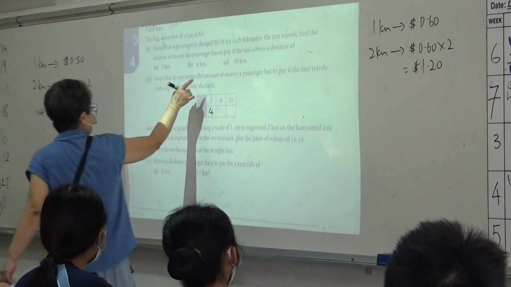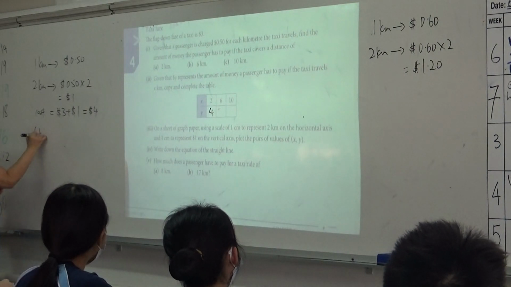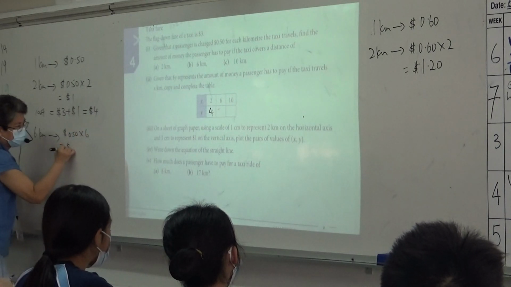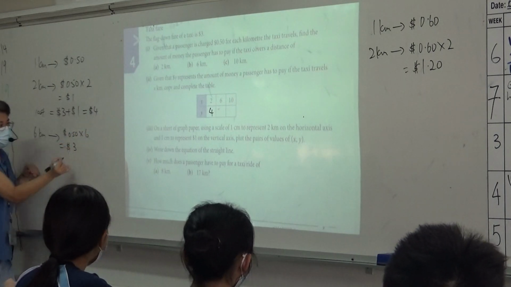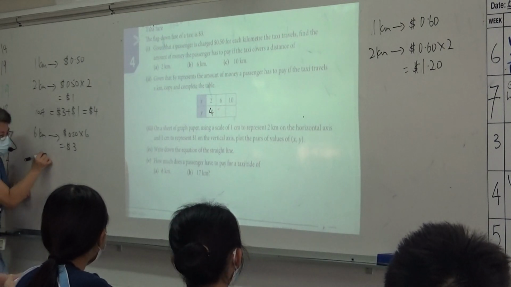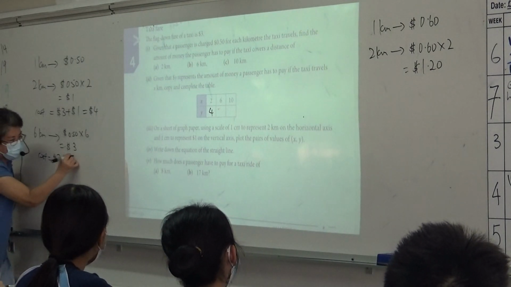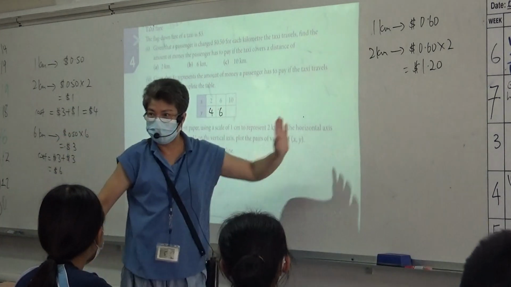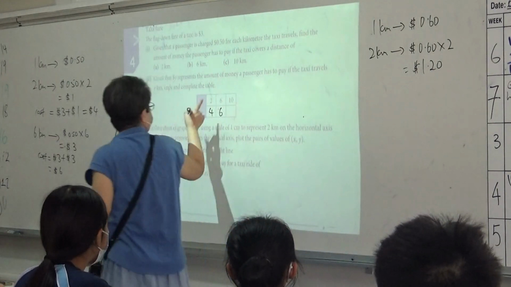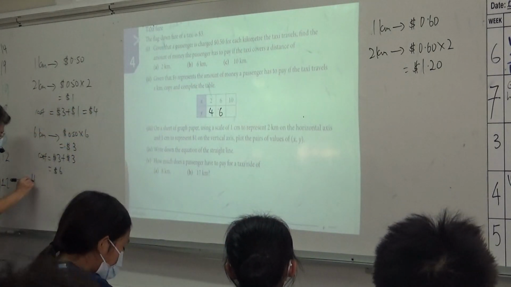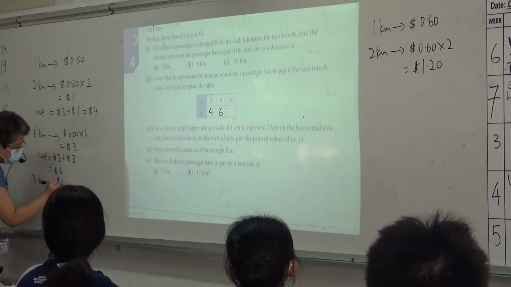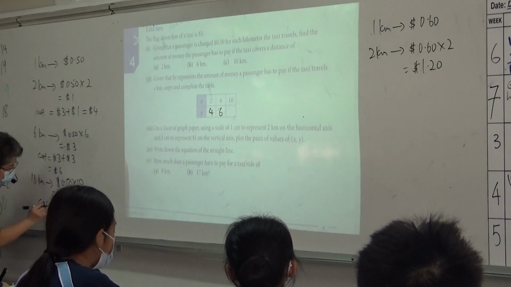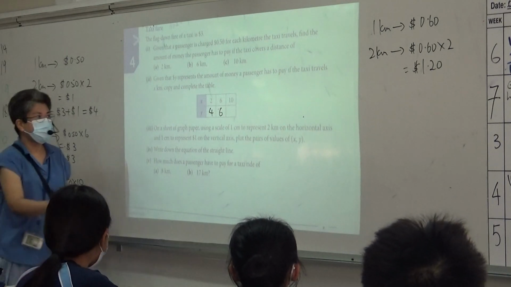Correct? Now, what if I travel 6 kilometers? It will be 50 cents times 6. How much is this? $3, right? So the cost will be 3 plus 3. Answer $6. So this one will be a 6, correct? I'll look at the other one later. What about 10 kilometers? Yes, very good. 50 cents times 10, which will be $5. So the cost will be $8, right?